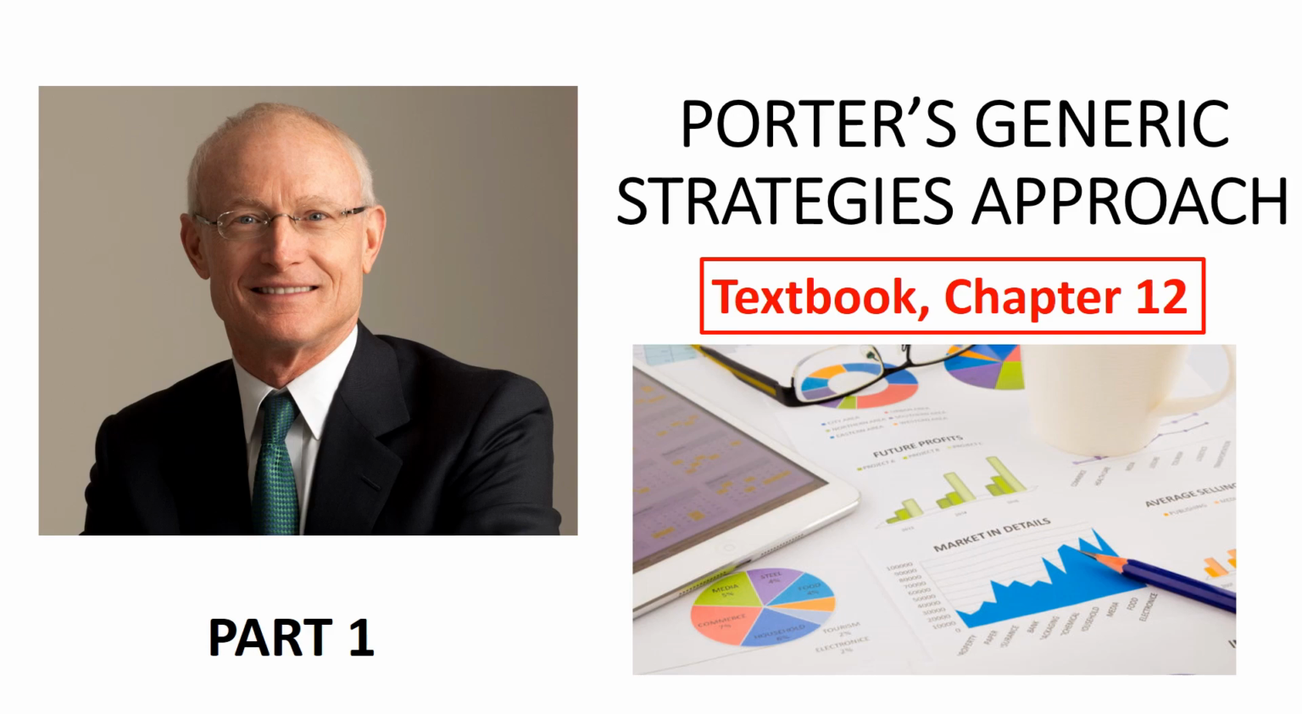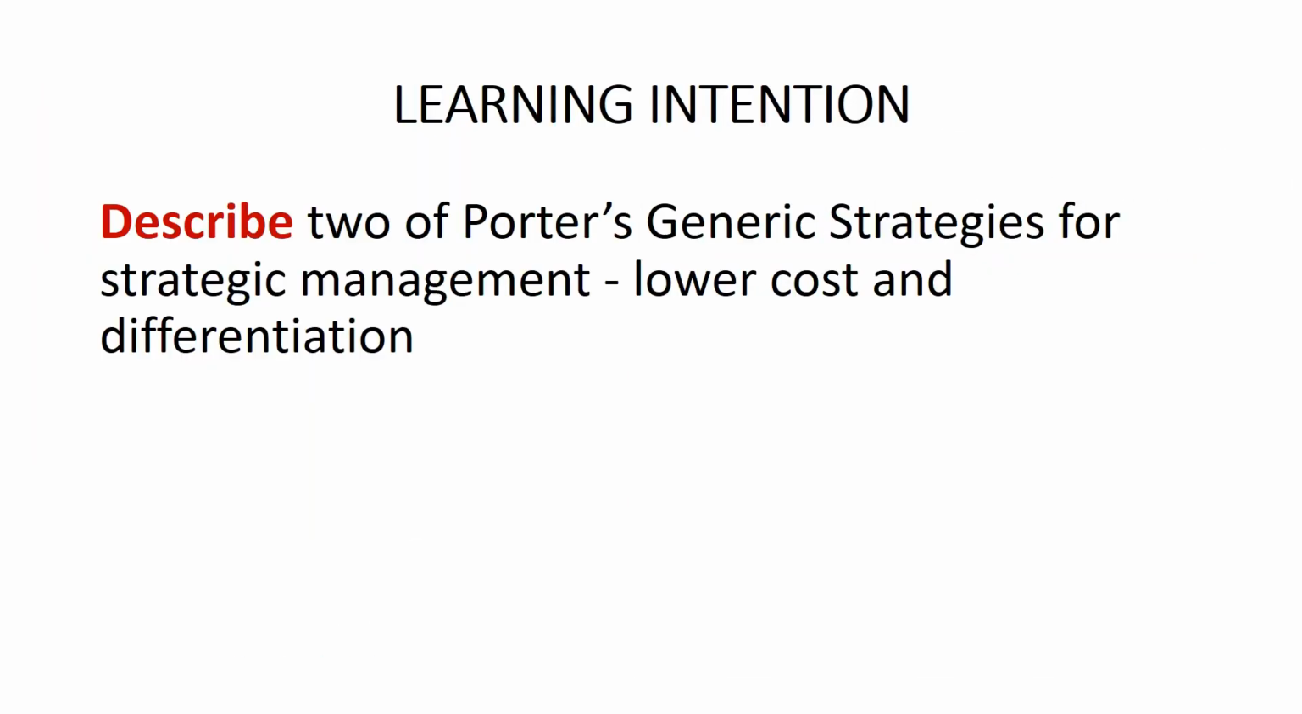Here is the learning intention for the 2 videos. This is that you should be able to describe 2 of Porter's generic strategies for strategic management. And the 2 strategies that we're looking at are the lower cost strategy and the differentiation strategy. Please make sure that you have this learning intention in your Cornell notes.